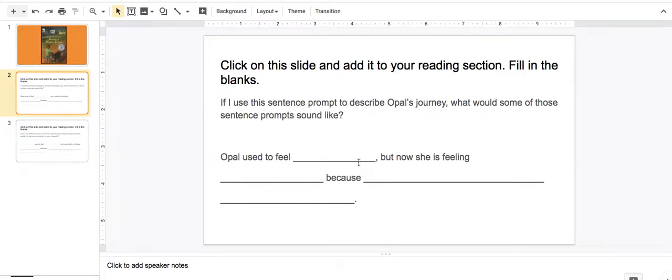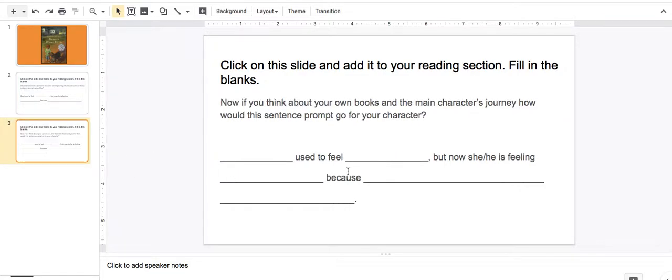Okay, on this slide you will have to talk about how Opal has changed, or how does she change with feeling from the beginning to the end, and really explain the why. And this slide you can use in your independent book, a character. How did that character's feelings change from the beginning to the end, and why?